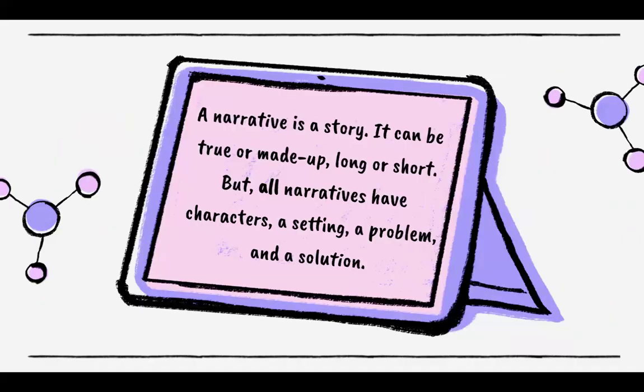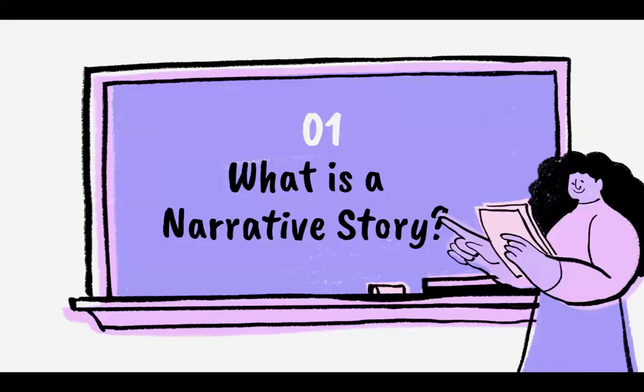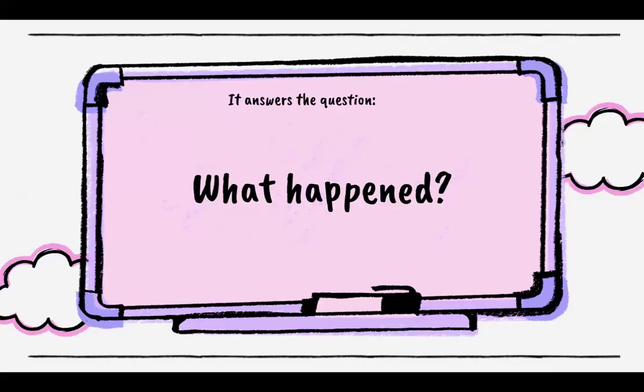So, a narrative story is a story that is true or made up, long or short, but all narrative stories have characters, a setting, a problem, and a solution. So they can vary a lot and can be very different in many aspects, but they must have characters, a setting, a problem, and a solution. So what is a narrative story? A narrative story is something that answers the question, what happened?